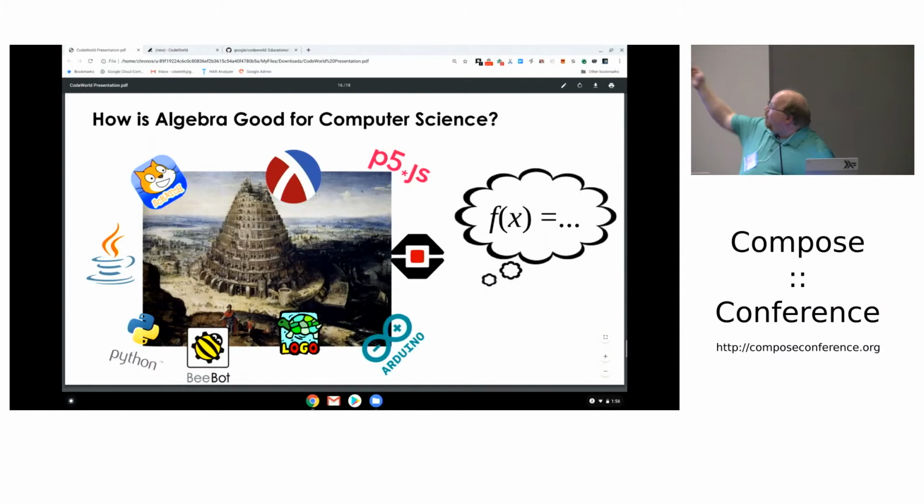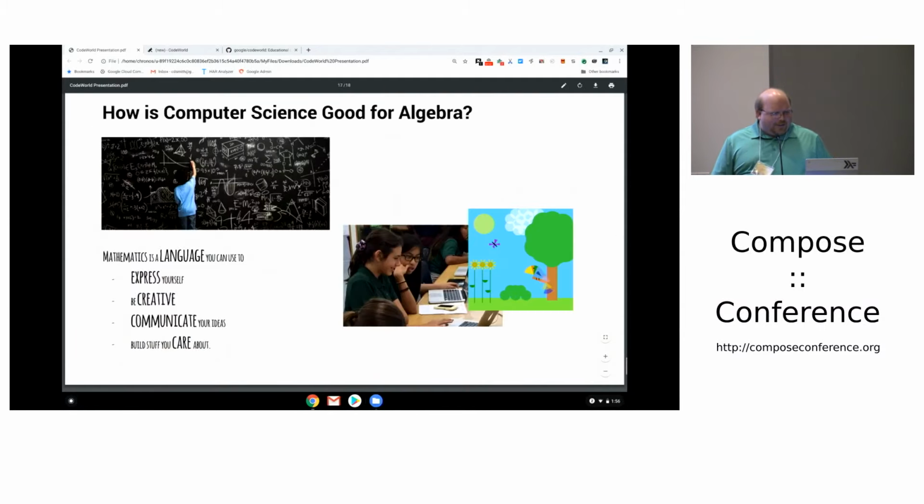So, but they already have to learn algebra. So if algebra were just a programming language, then problem solved, right? And then the second question is, how is computer science good for algebra? And math has kind of a PR problem, right? So if we want kids to learn to read, we have a $4 billion industry producing children's books that they want to read. We want them to learn science, so we research dinosaurs. Scientists don't care about dinosaurs that much, except that kids care about dinosaurs, right?